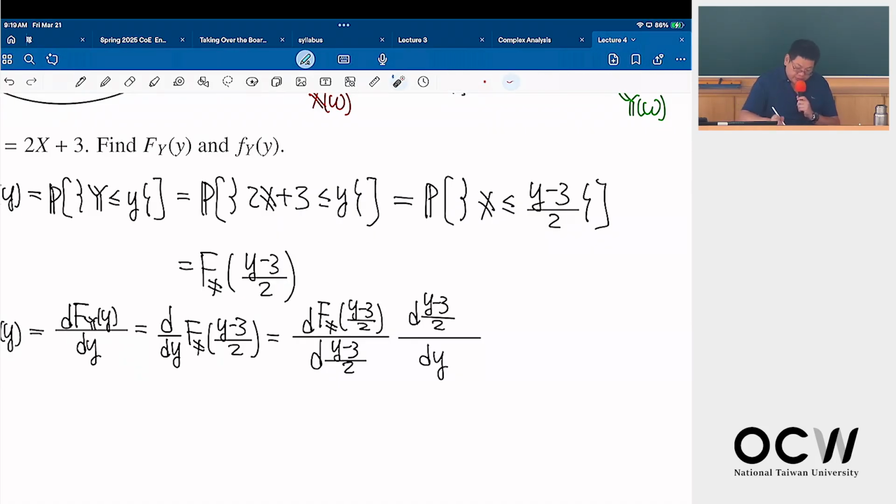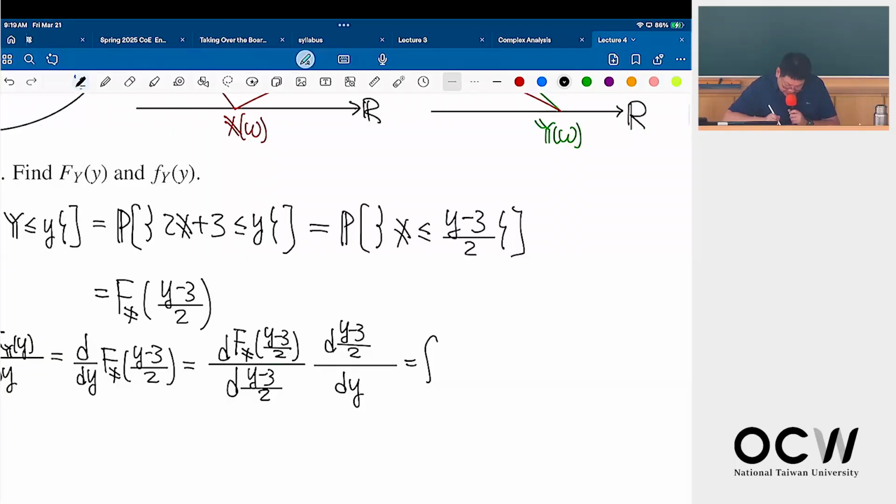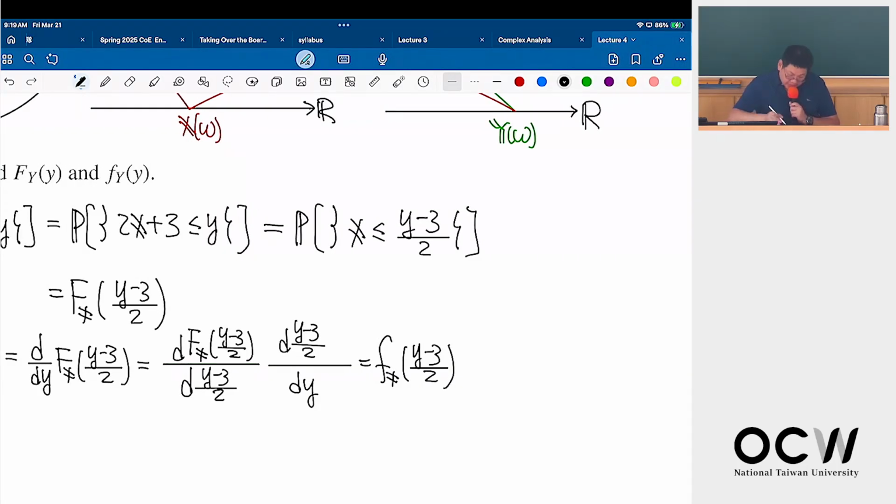Having the chain rule, let's see the first term. What is the first term? d CDF of x something dx. In this case, this will be the PDF of x. So this is the PDF of x at (y minus 3) over 2, and then times the second part, you'll get 1/2.